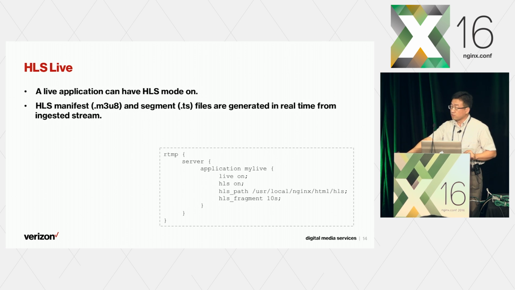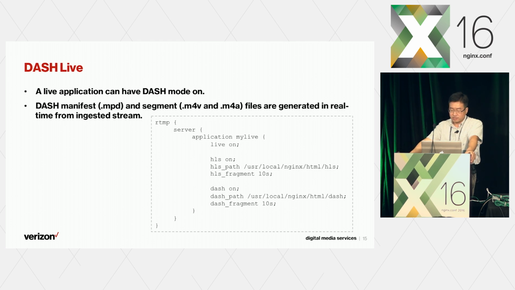NGINX RTMP module also supports HLS live. You can enable HLS on a live application by adding hls on, and you specify hls_path. That is where the HLS files are generated by NGINX. And you specify hls_fragment, that is the target duration for each HLS segment. You can also enable DASH on a live application by adding dash on and dash_path. That is where the DASH files are generated. And you specify the segment duration for DASH.